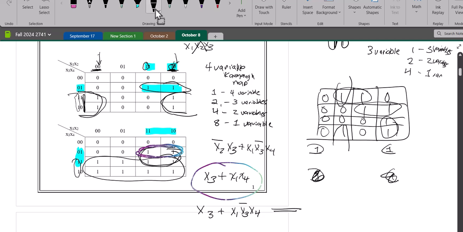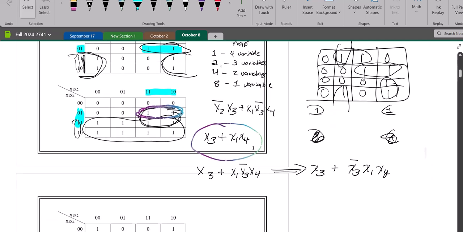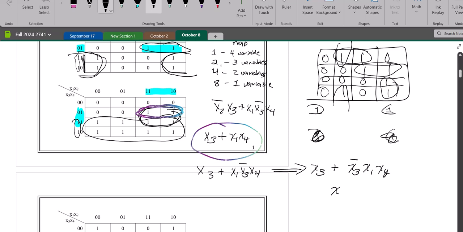So let's look at this algebraically. x3 plus x3 bar, x1, x4. That's like if I had x plus x bar y. That's equivalent to x plus y. So if I have a variable by itself plus the complement of that variable times something else, the complement of that variable can go away, and that's exactly what happened here between those 2.